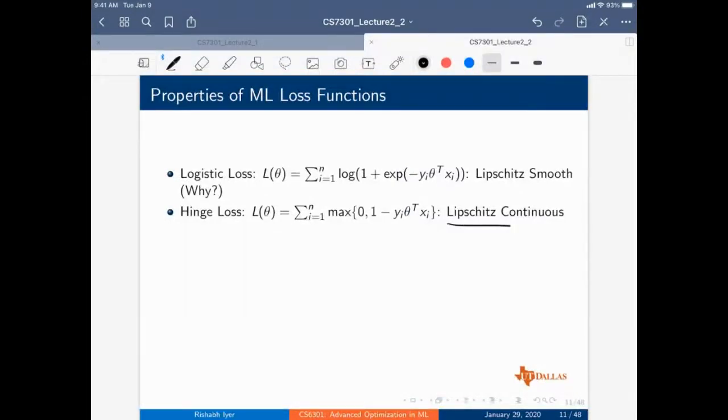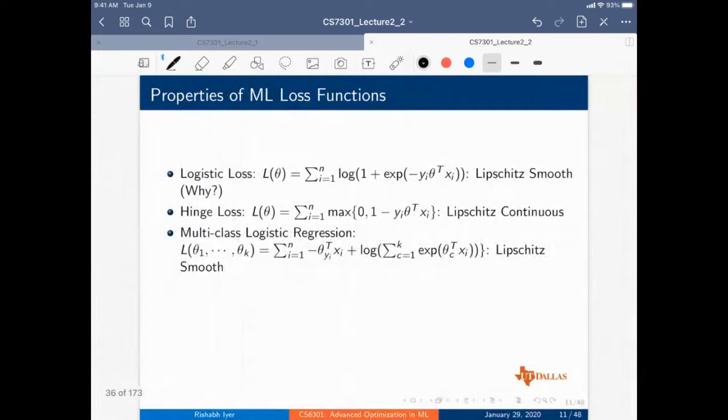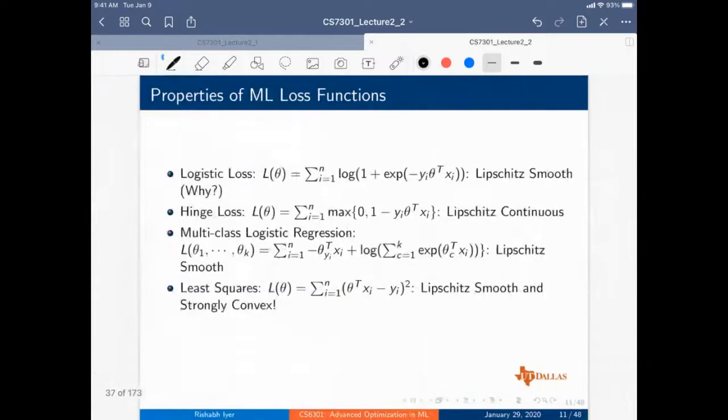It turns out that the hinge loss is not Lipschitz smooth because it's not differentiable. But it is Lipschitz continuous because you can compute the subgradients and you get bounded subgradients. The other function is the multi-class logistic regression. Similar to logistic regression, this function is Lipschitz smooth. Then the least squares function is both Lipschitz smooth and strongly convex because it is growing quadratically. So that's why it is both.